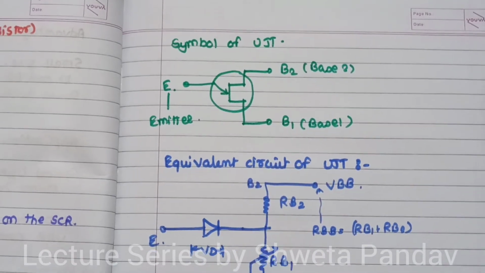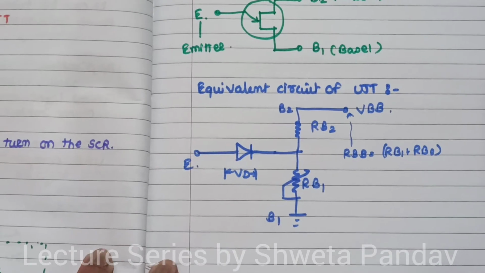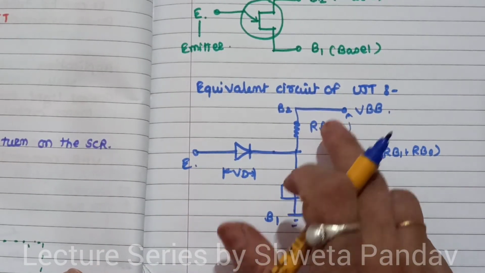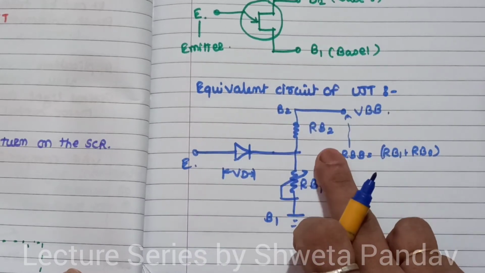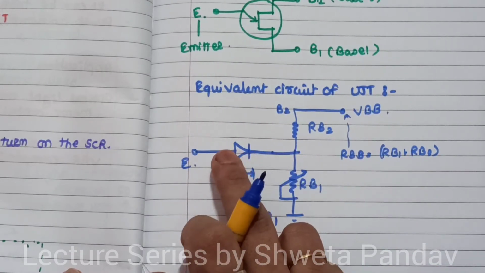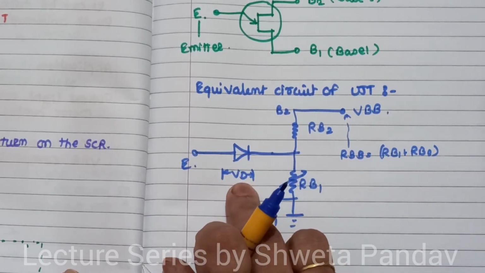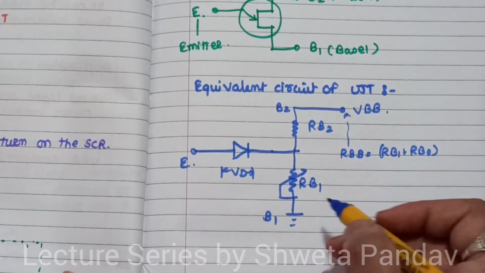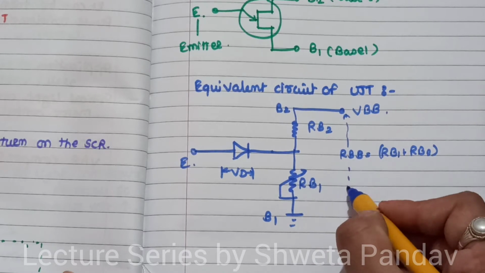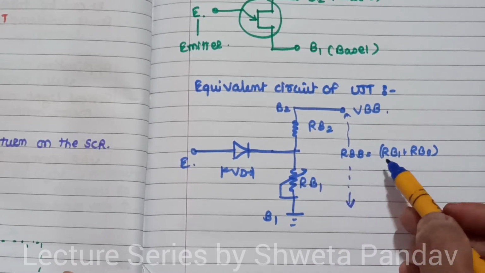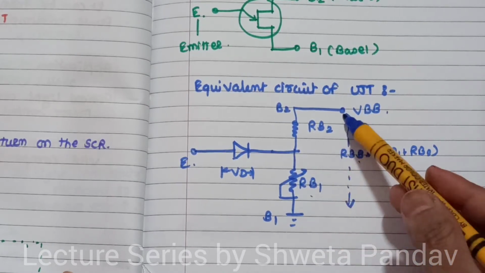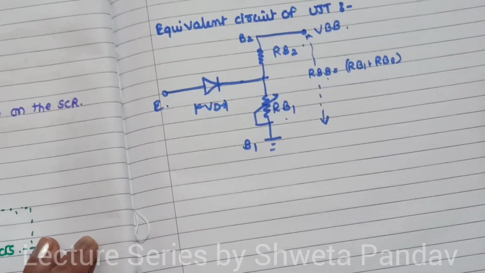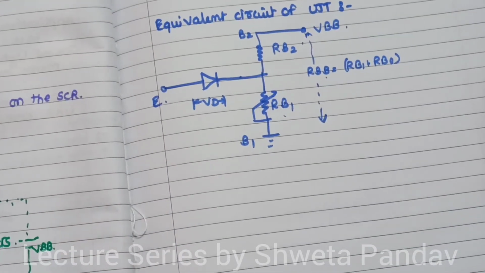So this is the equivalent circuit of our UJT, where the B2 and B1 terminals are replaced with two resistors. The PN junction is replaced with a diode. Suppose the voltage across the diode is VD and RB1 is variable resistance. RBB is the total resistance. The total resistance is nothing but the addition of these two series resistances, RB1 and RB2.